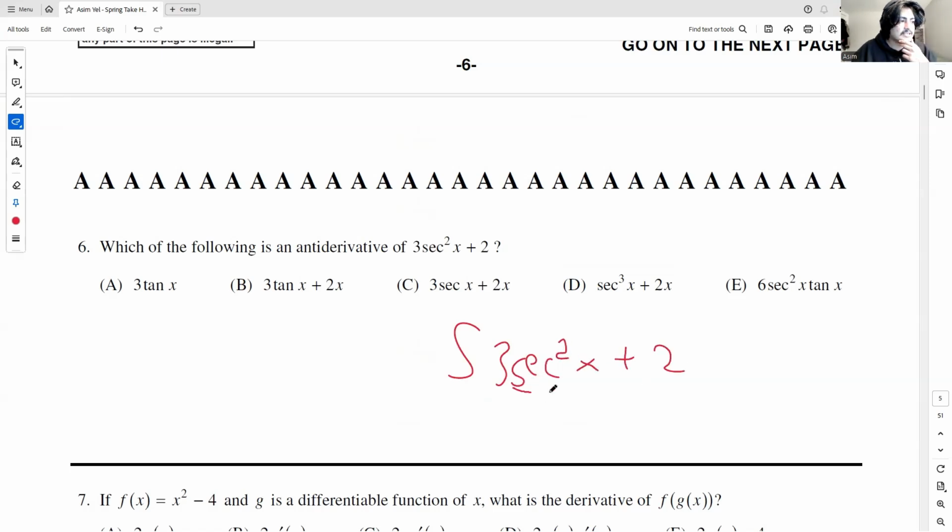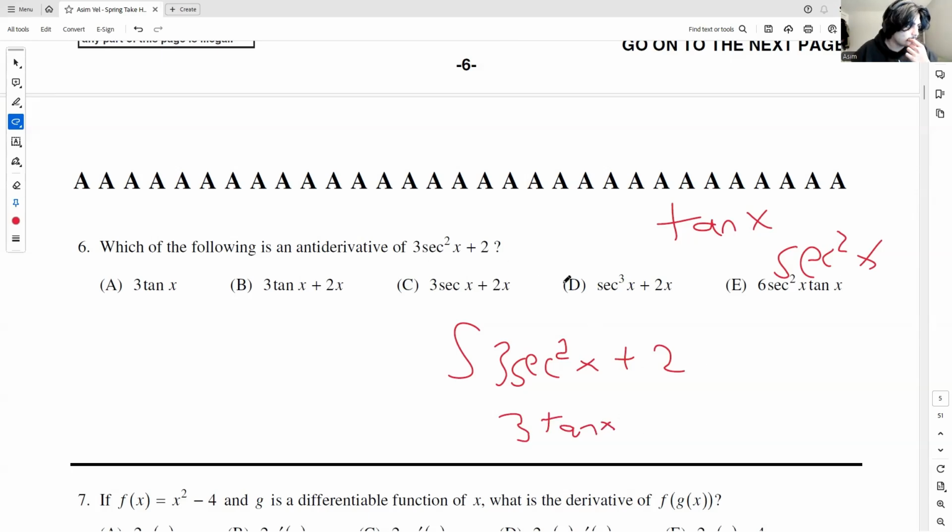So guys, secant square x is just the derivative of tangent of x. So if you take the derivative of tangent of x, you're going to get secant square of x. So basically, if you take the integral of 3 secant square of x, you're going to get tangent x. So here, I'm going to get 3 tangent x.